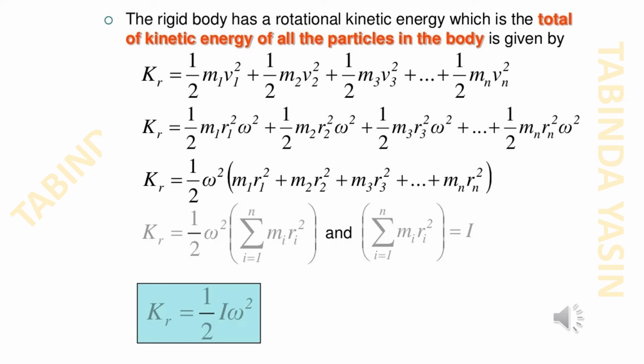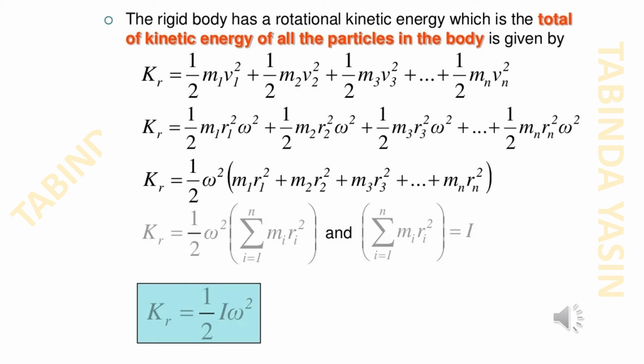The rigid body has a rotational kinetic energy, which is the total of the kinetic energy of all the particles in the body, given by Kr equals 1 over 2 m1 v1 square plus 1 over 2 m2 v2 square plus 1 over 2 m3 v3 square plus so on plus 1 over 2 mn vn square. Kr equals 1 over 2 m1 r1 square omega square plus 1 over 2 m2 r2 square omega square plus 1 over 2 m3 r3 square omega square plus so on plus 1 over 2 mn rn square omega square.